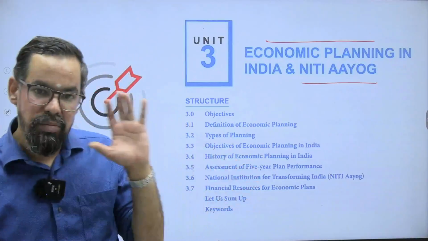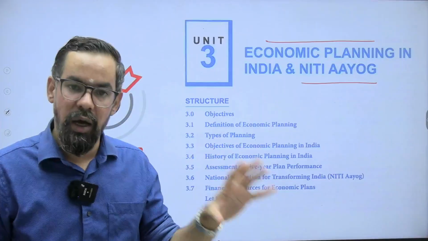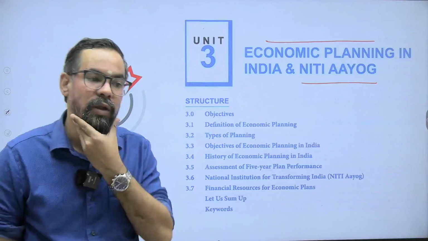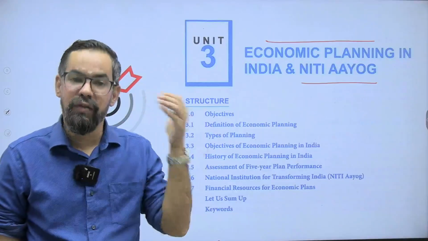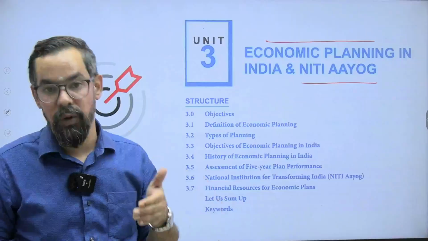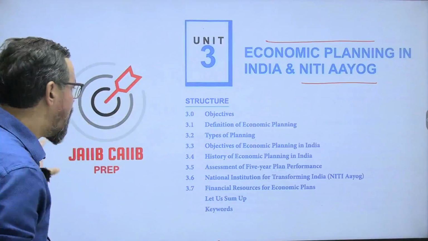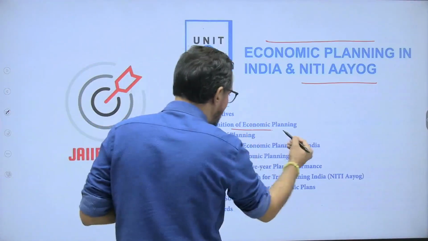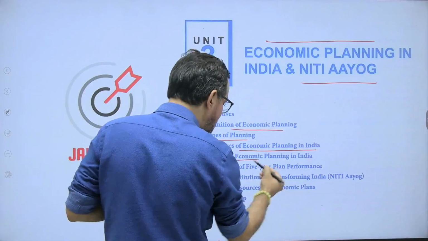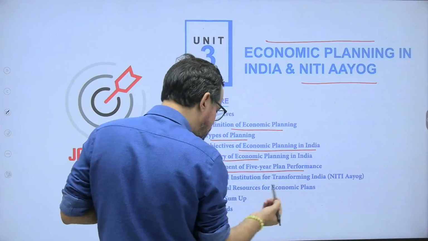They'll stick to the major points, they won't go into the depth, but you have to go through it once. It can be around the model given for the 5-year plan, it can be around the year or the key focus area of that particular 5-year plan. So: definition of economic planning, type of planning, economic planning in India, history, assessment of 5-year plan performance.